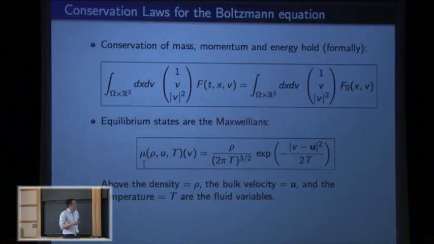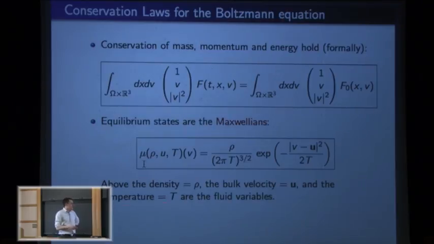Okay, so you have the conservation of mass, momentum, and energy, which hold formally for a solution, and then you have equilibrium states, which are these Maxwellians. So Maxwell got the Maxwellian. If you work in a different field, you might call these Gaussians, but in this area, Maxwell got them named after him because he rightly wrote them down. And so we didn't get the total shaft in the nomenclature of this equation.